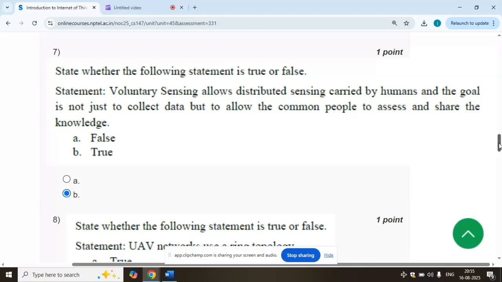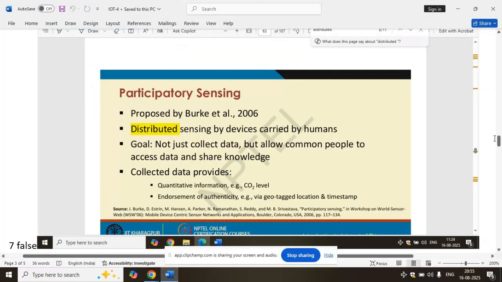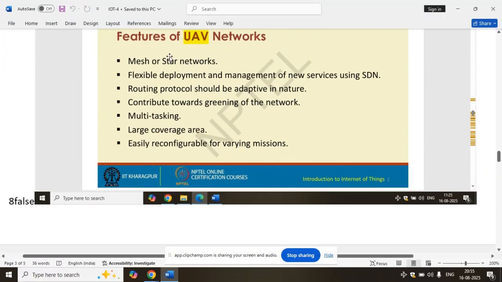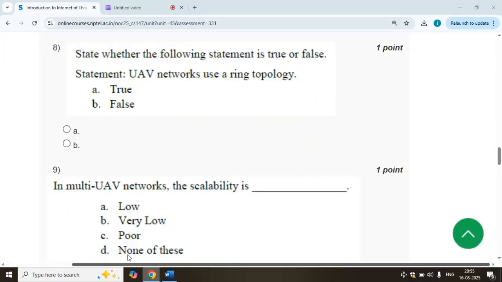It is participatory sensing. Eighth one, state whether the following statement is true or false. UAV network uses ring topology. Actually, it uses star and mesh topology. So you can see here. So eighth one, UAV network uses mesh topology or star topology. So answer is false. B.